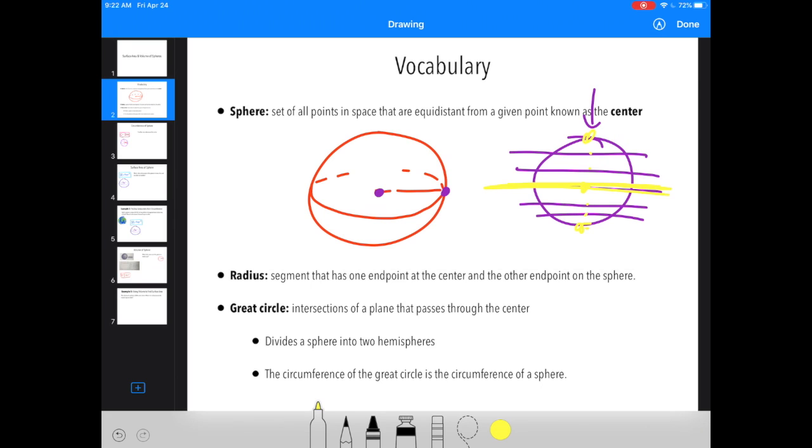The other thing that's unique about a great circle is the distance around the great circle. That's the circumference of the sphere. A little bit of a refresher: a circumference is kind of like the perimeter of our circle. It's that distance around the figure. So whenever a great circle is referenced in a problem, you're talking about circumference. So that's a little bit of a refresher, a little bit of food for the mind.